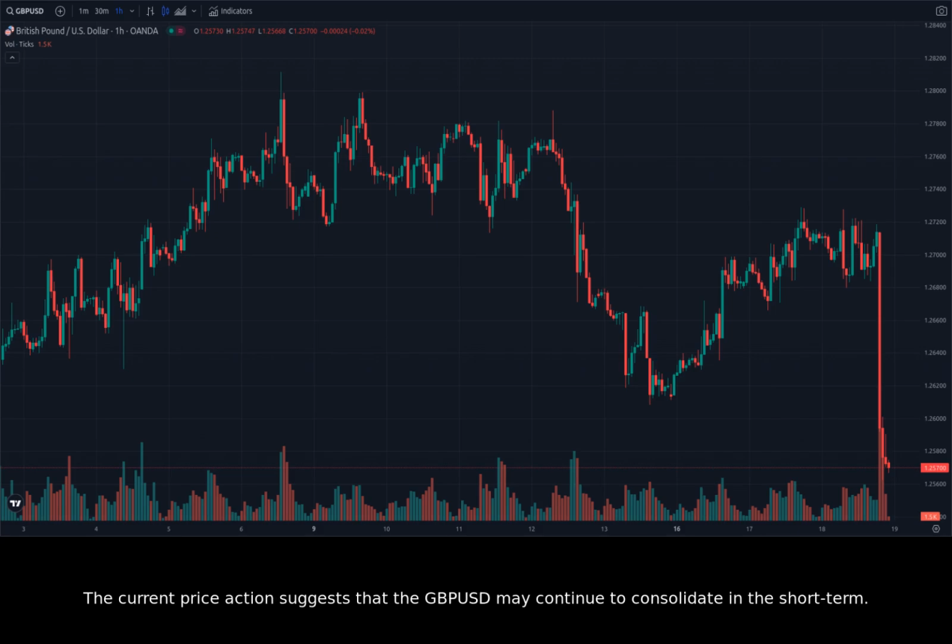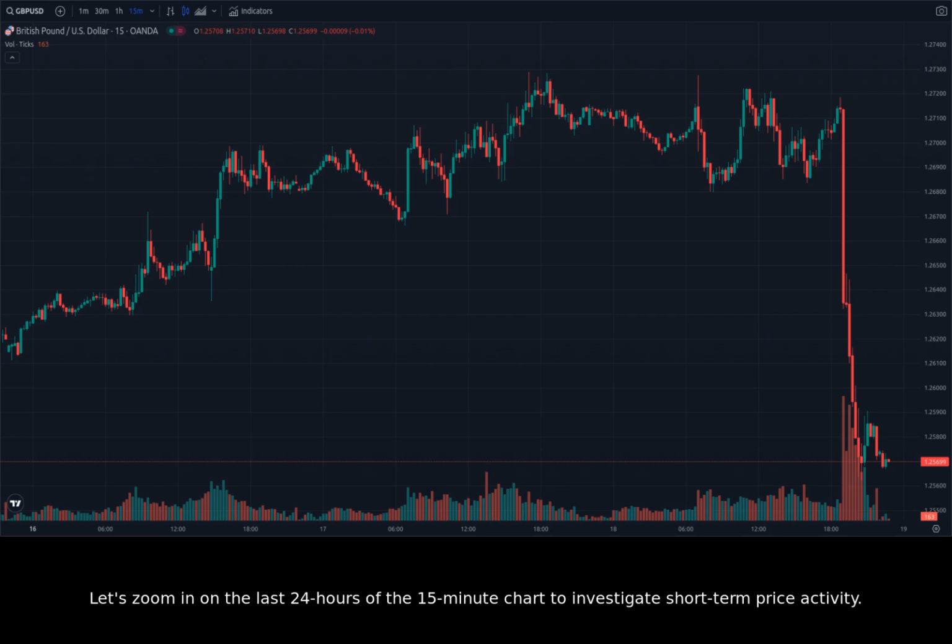The current price action suggests that the GBPUSD may continue to consolidate in the short term. Let's zoom in on the last 24 hours of the 15-minute chart to investigate short-term price activity. This time frame offers the most precise picture of recent price movements. Here, we can observe some significant intraday price swings and consolidations. Rapid price changes over the short term are an indication of a relatively volatile market.